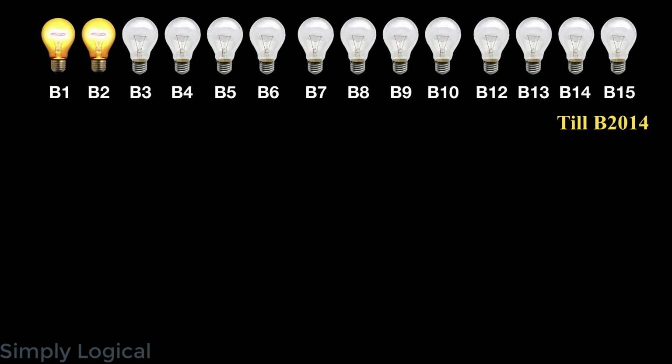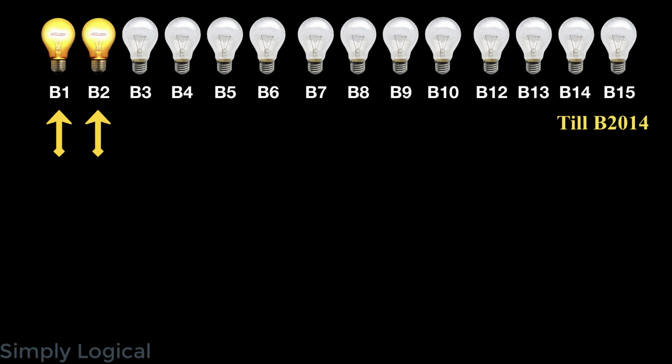For the convenience, label 2014 bulbs from B1 to B2014. First and foremost, the most important point is the position of the light bulbs which are in on state is not given. So we assume that they are adjacent and make sure that you are naming the bulbs from here. This is the logic you must remember for this puzzle.